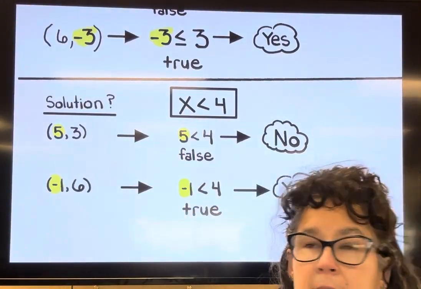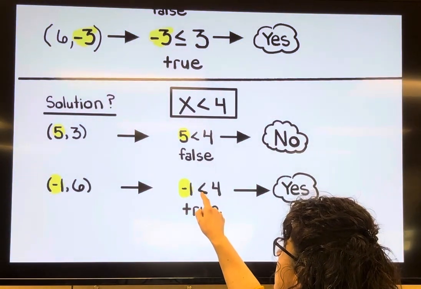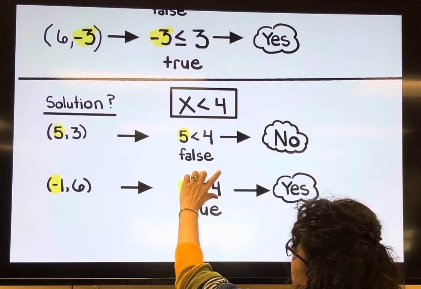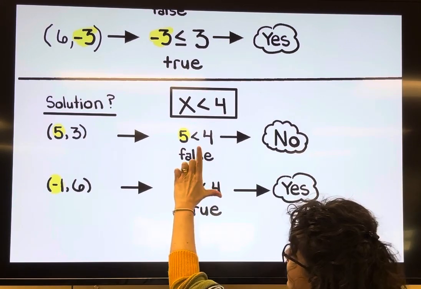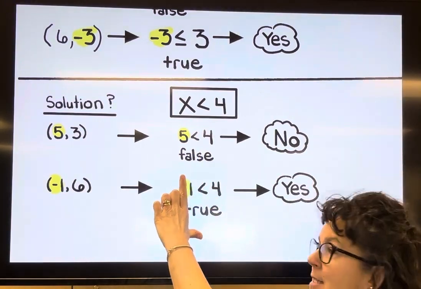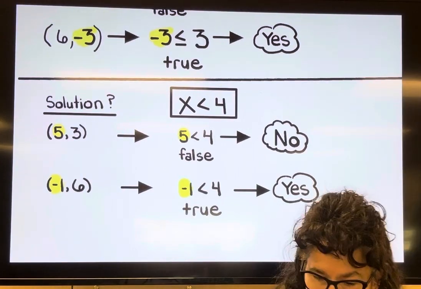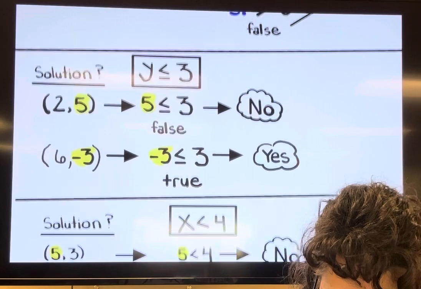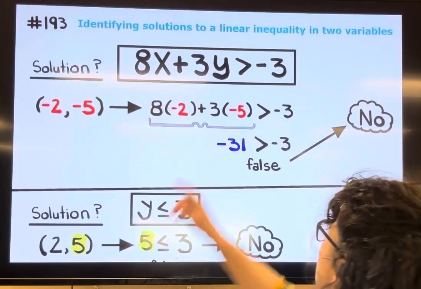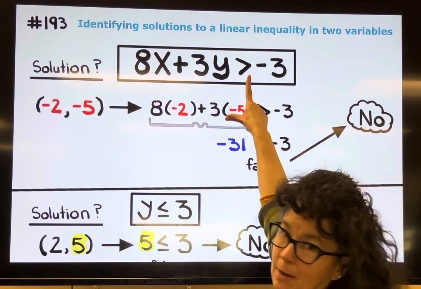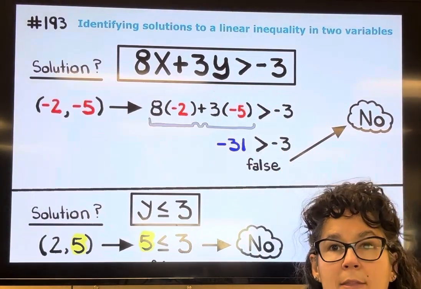Last little comment is these symbols. If you're not sure how to read this symbol, notice this symbol, when you open it up, it makes the letter L. And so that is going to be the symbol that is less than. If the symbol does not open up to make the letter L, for example, this one here, when I open this symbol up, it does not make the letter L, so I read that greater than.